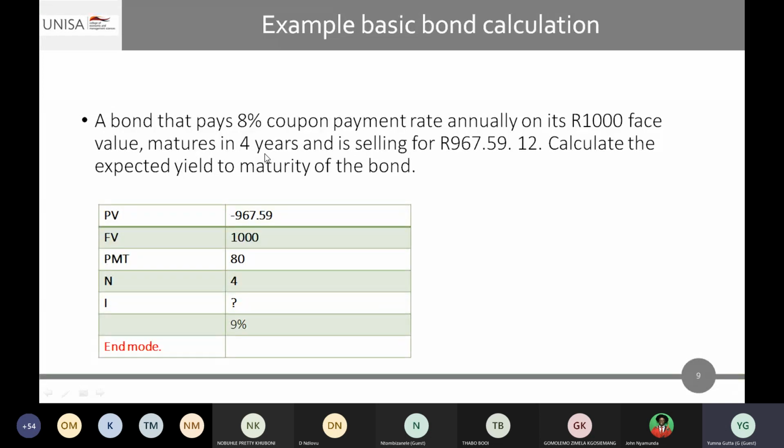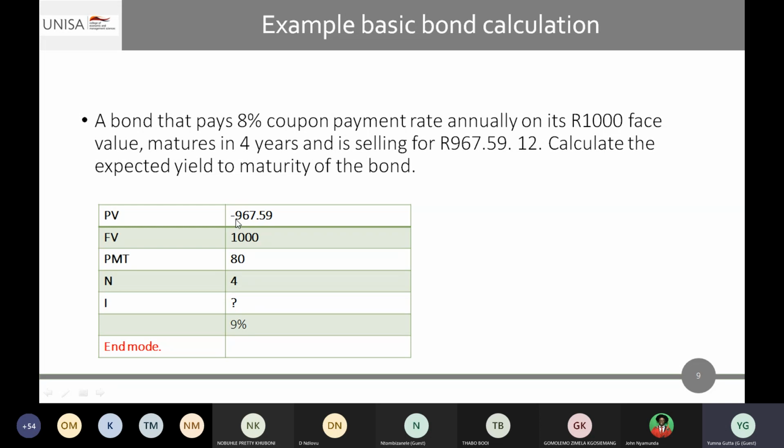Then it matures in 4 years. It's an annual bond, so we put 4 years as our period. And it's selling for 967.59, so that's what we put as our present value: the current price, what we're going to pay for this bond. My advice is that you look at the question, start from the beginning, and write down your given information. All the information given allows us to calculate our interest rate. Once you jot down all your information in the correct spaces, present value, future value, payment, and period, you can compute your interest rate.